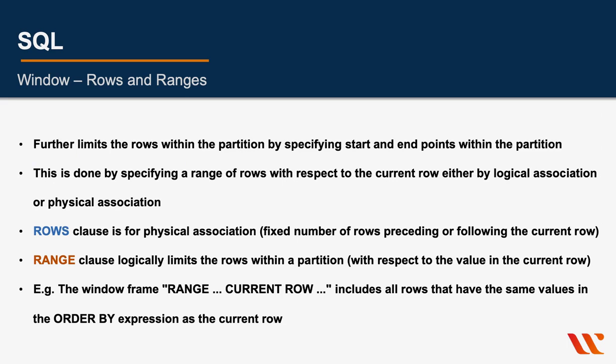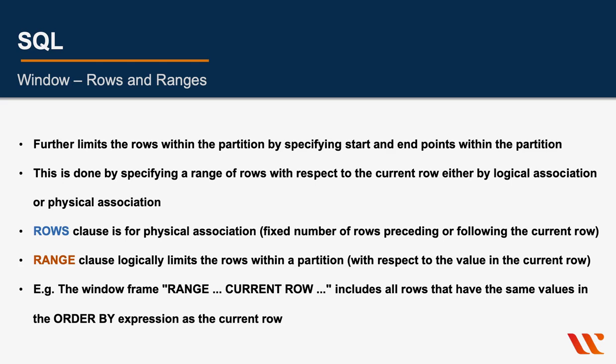Now there's another clause called the rows and ranges that we add to the window function, or the over function rather. So this further limits the rows within the partition by specifying a start and end point within the partition. So this is done by specifying a range of rows with respect to the current row, either by logical association or by physical association. The physical association is achieved by using the rows clause, and the logical association is by the range. So the rows clause limits the rows within a partition by specifying a fixed number of rows preceding or following the current row.